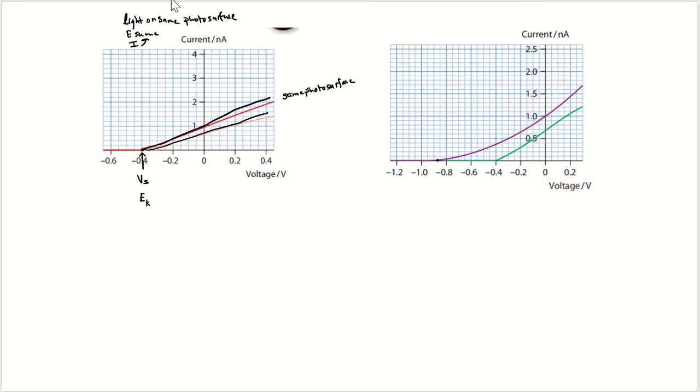Now, if on the same photo surface I'm sending light of higher energy or higher frequency, then as you can see, the emitted electrons will be more energetic. So the stopping voltage will be more than if I'm sending green. Green has less energy. The energy of the photon incident here is less than in violet, which means that the kinetic energy here is going to be more, which means the stopping voltage is going to be more.